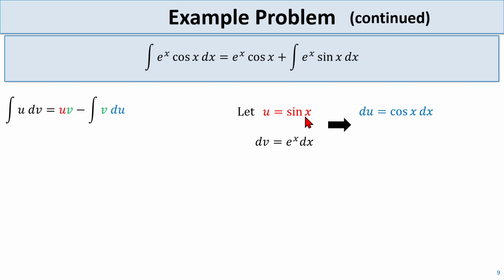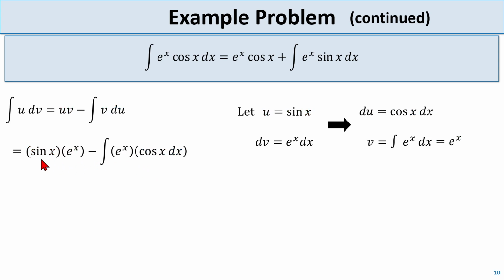Next, I find du. In this case, the derivative of u is cosine of x. Then we multiply by dx. v is again going to be e to the x, because the integral of e to the x is e to the x. So I have everything. I'm going to plug it in. u is sine of x. Both these v's are e to the x. And du is cosine of x times dx. Nothing really to simplify here, but let's get rid of all these unnecessary parentheses. So this is just the same expression without parentheses.